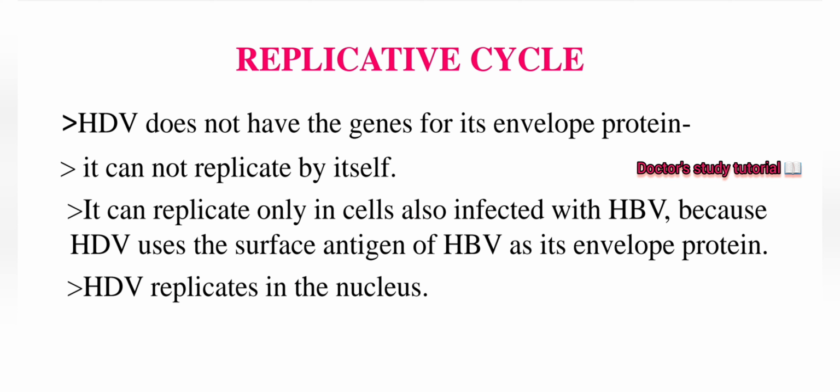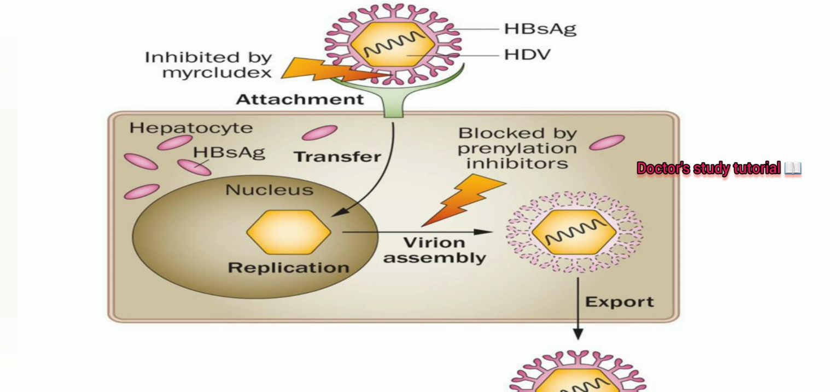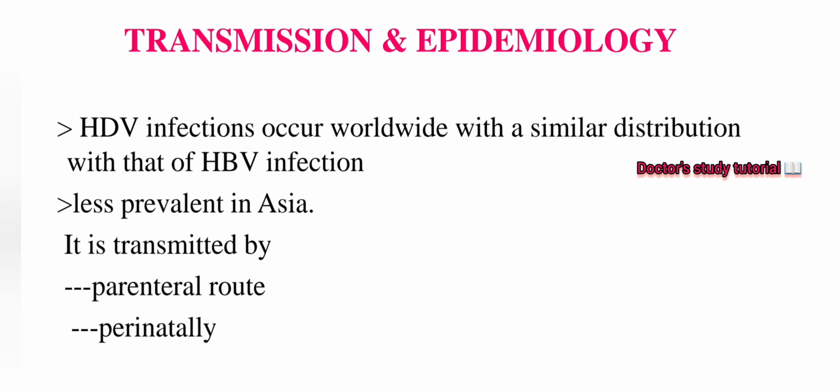Hepatitis D virus does not have the gene for its envelope protein. It cannot replicate by itself. It can replicate only in cells also infected with hepatitis B virus, because hepatitis D virus uses the surface antigen of hepatitis B as its envelope protein. Hepatitis D virus replicates in the nucleus. This is the figure of the replication cycle of hepatitis D virus.